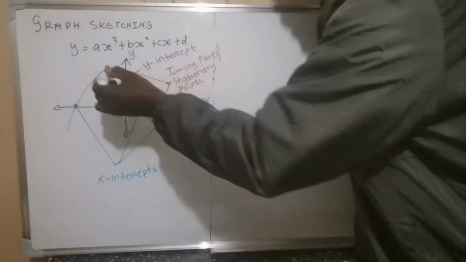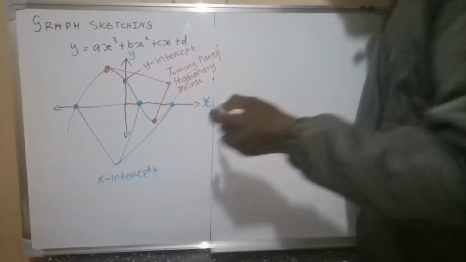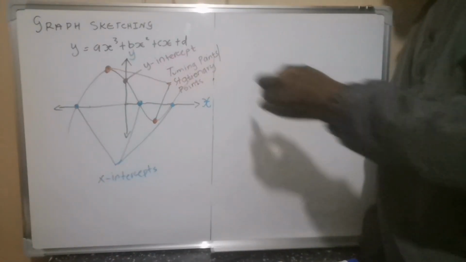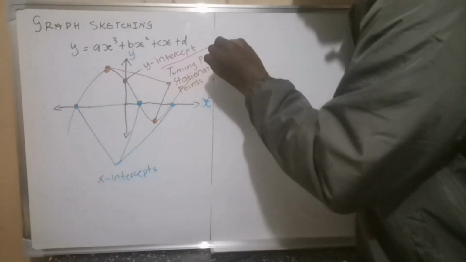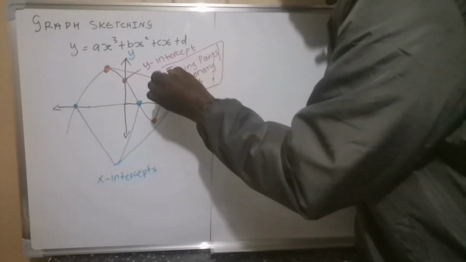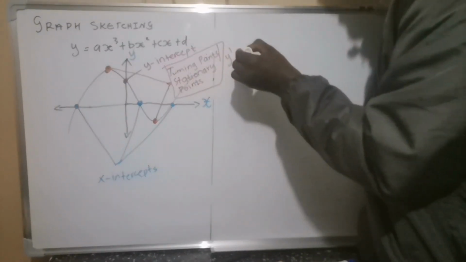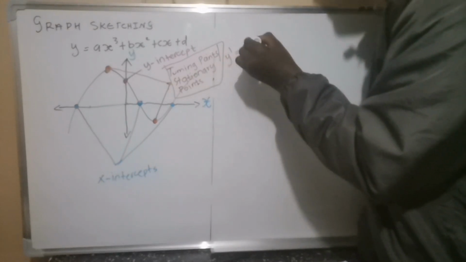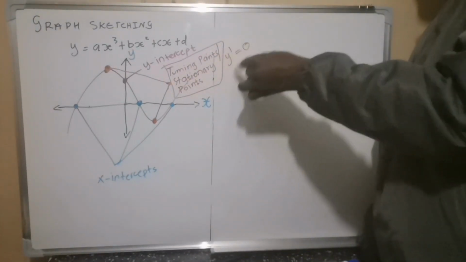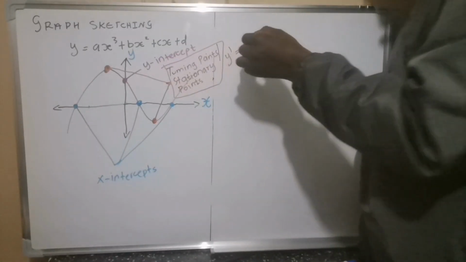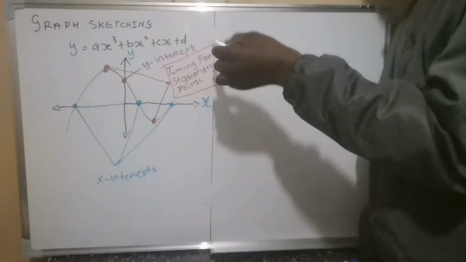Just a turning point. These are our coordinates for turning points. Now, how do you find the coordinates of our turning point? By letting the derivative of y be equal to 0. So you derive the equation. After you have derived the equation, you equate it to 0 and find x.